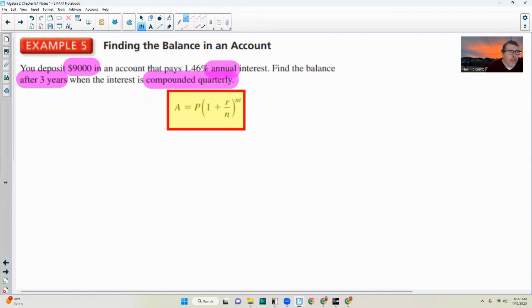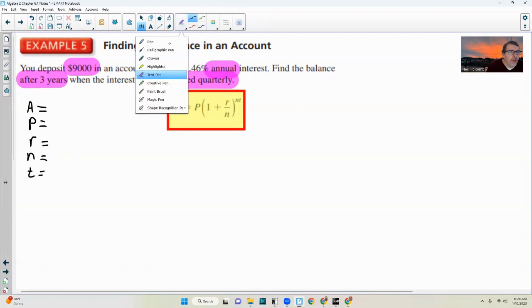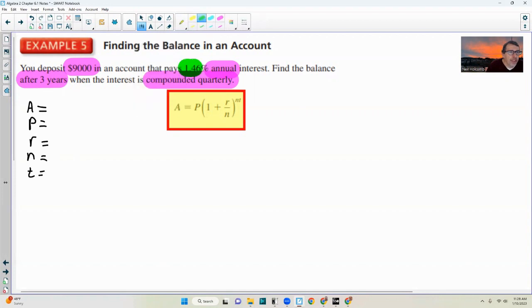Okay, so all this information is important. So we have a capital A, we have a capital P, we have an R, we have an N, and we have a T. We want to know what all of these are. And this is really fairly easy once we do this a few times. So let me go to highlighter. There's also this information here, 1.46 annually. All right, so deposited $9,000 into an account at the beginning. That's your principal P. So P is 9,000.